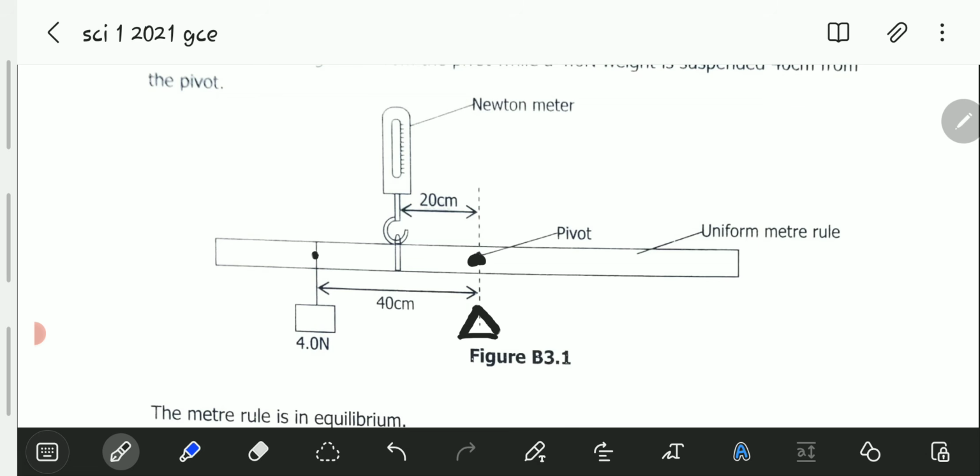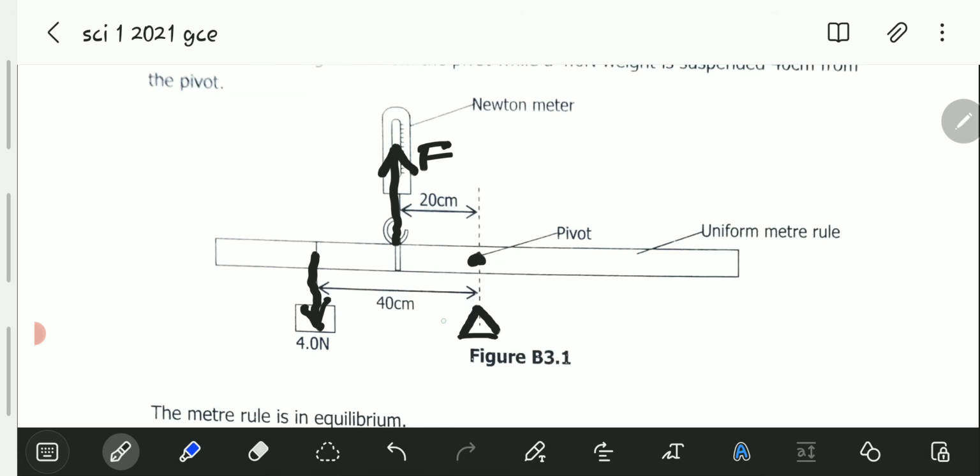So the weight is pulling the whole thing downwards, while the Newton meter is pulling the whole thing upwards. So we've got two forces, the 4 Newton force and another force F, which is exerted by the Newton meter upwards. The force F is 20 centimeters from the pivot, while the 4 Newton force is 40 centimeters from the pivot.